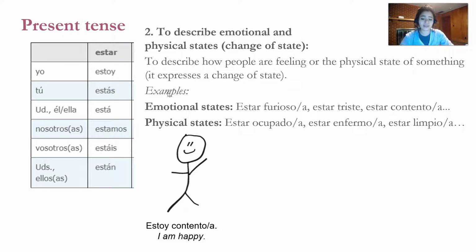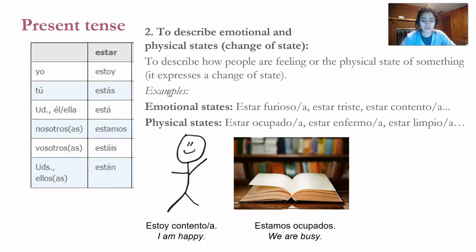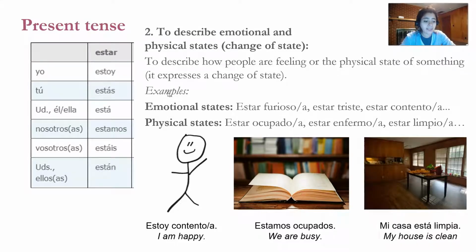So for example, estoy contento, estoy contenta, I am happy. Estamos ocupados, we are busy. Mi casa está limpia. My house is clean.